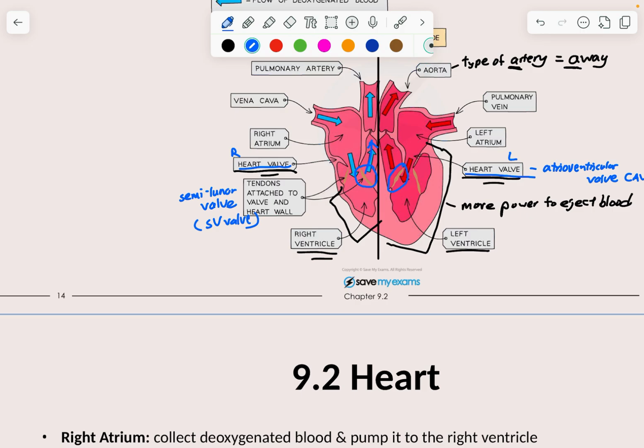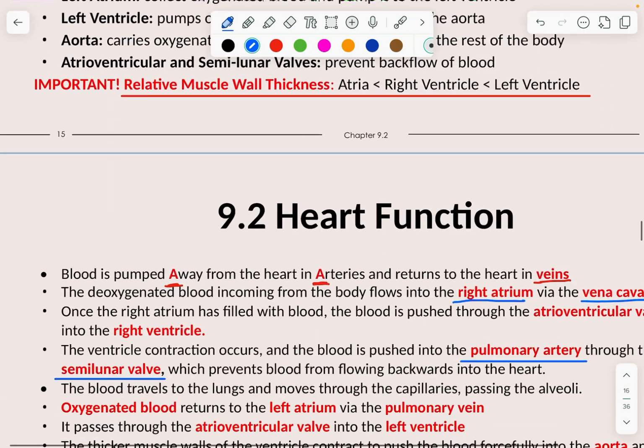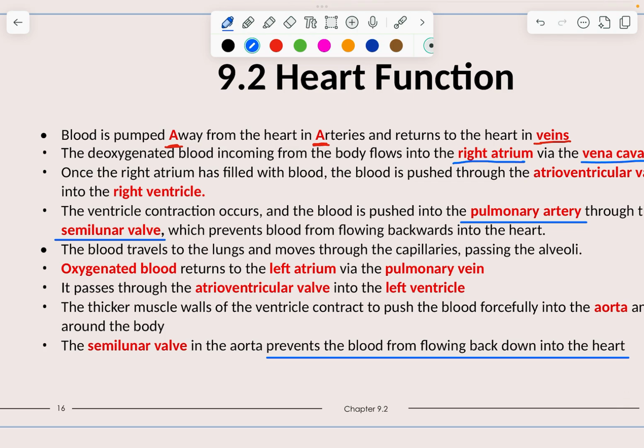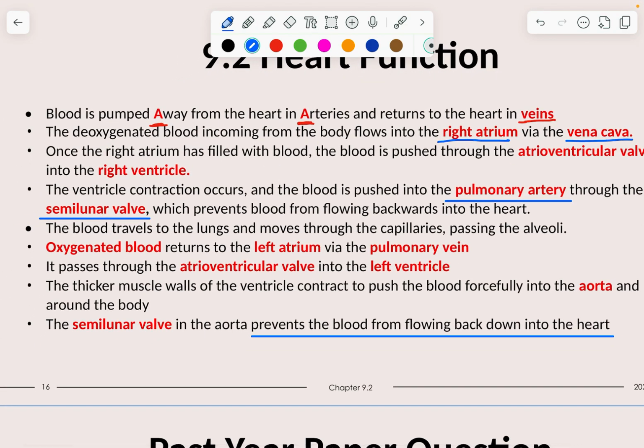Same thing for atrioventricular. I know it's very long, but AV valve could be anything, so you have to be very specific: atrioventricular valve. So what does it do? Again, it helps to prevent the backflow of blood. Anytime you see questions asking what is the function of the atrioventricular valve or the semilunar valve, the answer needs to be to prevent the backflow of blood. The blood travels to the lungs, moves through the capillaries and passes the alveoli. Oxygenated blood returns to the left atrium via the pulmonary vein, passes through the atrioventricular valve into the left ventricle, and the thicker muscle walls of the ventricle contract to push the blood forcefully into the aorta and around the body. So I hope this makes sense now.